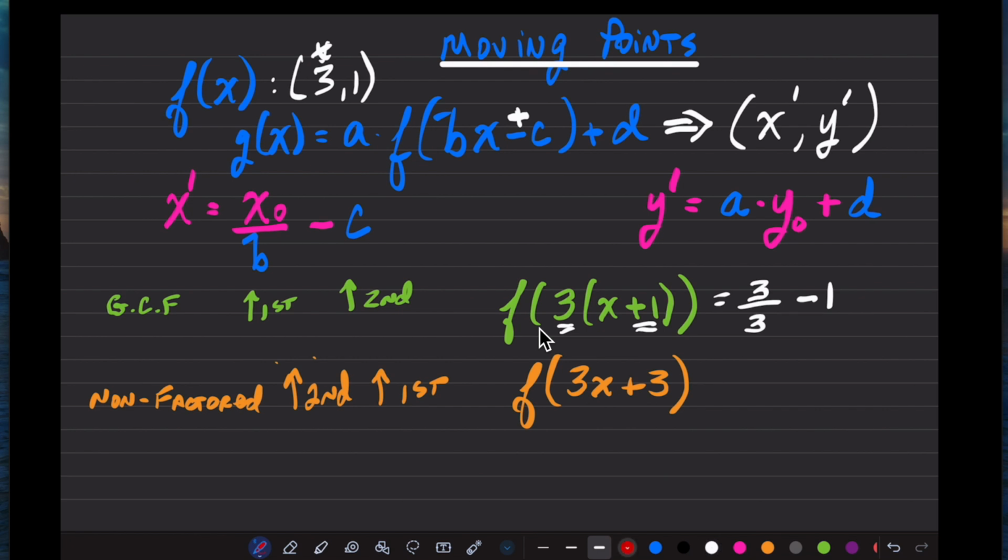We're going to take what we see, circle it, and flip it. So this is going to be 1 minus 1, which is 0. This is our new x value.